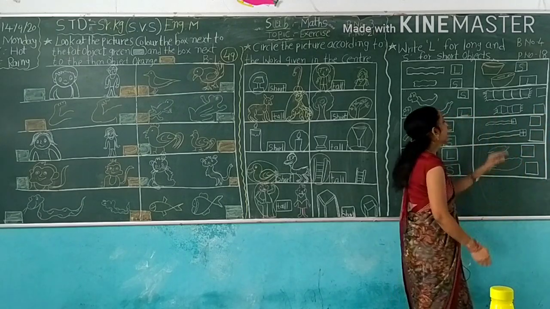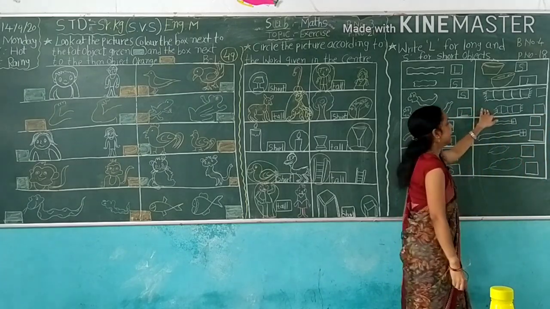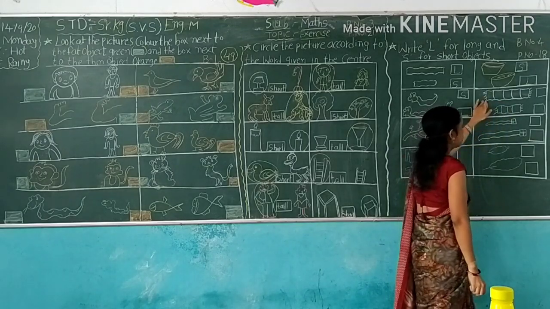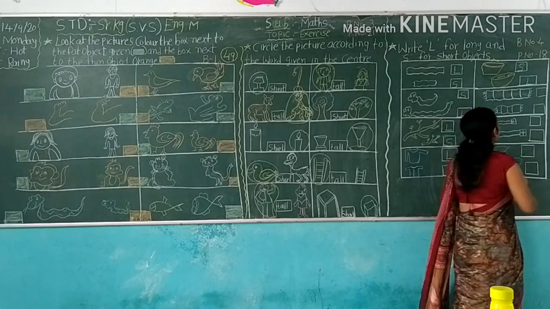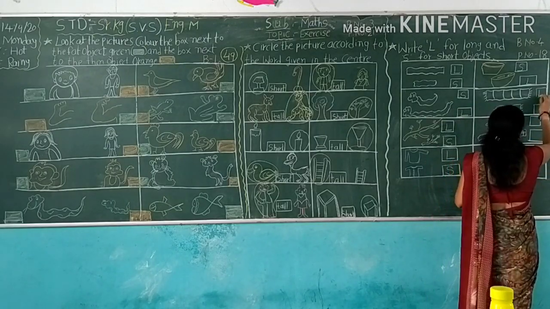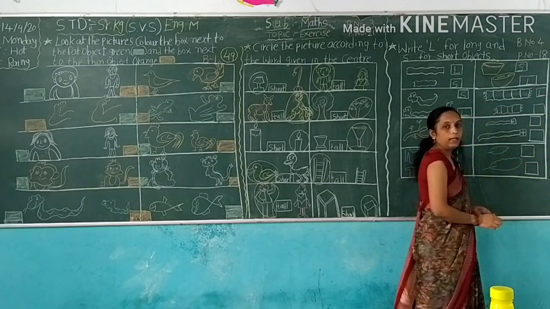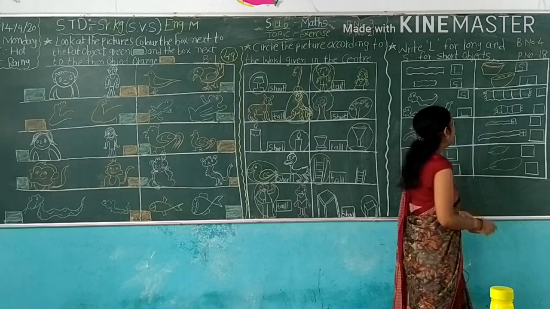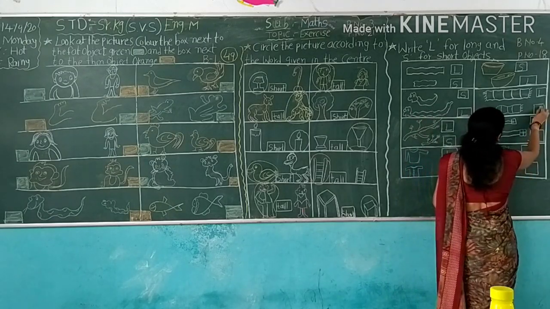And look here. Here I drawn two objects. So which object is long? This? No, this object is long. So here we write L for long. And look here, which object is short? This. So here we write S for short.